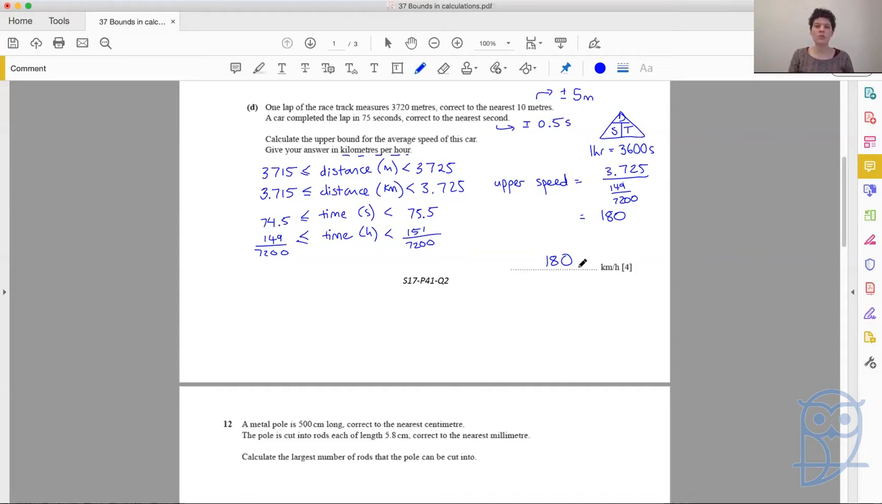So this is what I mean by the fact that you have to sort of sit and think through, what's the logic behind getting my greatest speed? Is it the shortest time, or the longest distance, or the shortest distance, longest time, or is it combining the two? Okay, so in this case, we wanted that longest distance in the shortest time to get the highest speed.